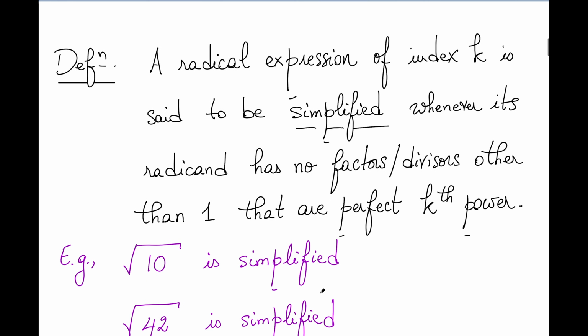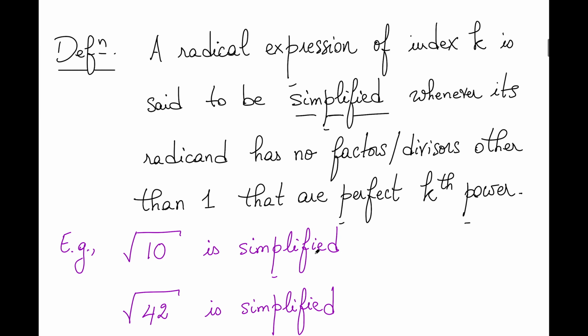For instance, the square root of 10 is simplified. Why? What are the integers that divide, that are the factors of 10? Let's just talk about the positive ones. Well, 10 is made up of 2 and 5. These are the building blocks, the primes that make up the 10. Correct? And none of these is a perfect second power. Remember, when we don't write the index, the assumption is that this index is 2, right?